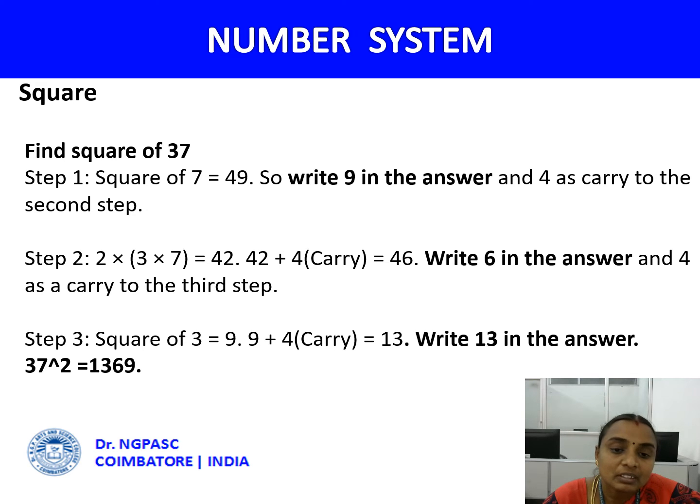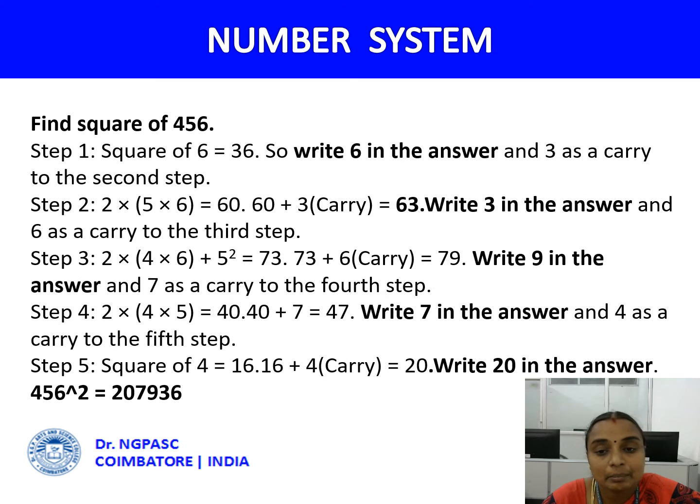Then step 3, that is square of the tens place, that is square of 3. So you will get 9. So 9 plus the carryover 4. So 9 plus 4 is 13. So 13 is the answer. If you accumulate all these things, you will get 37 square is 1369.